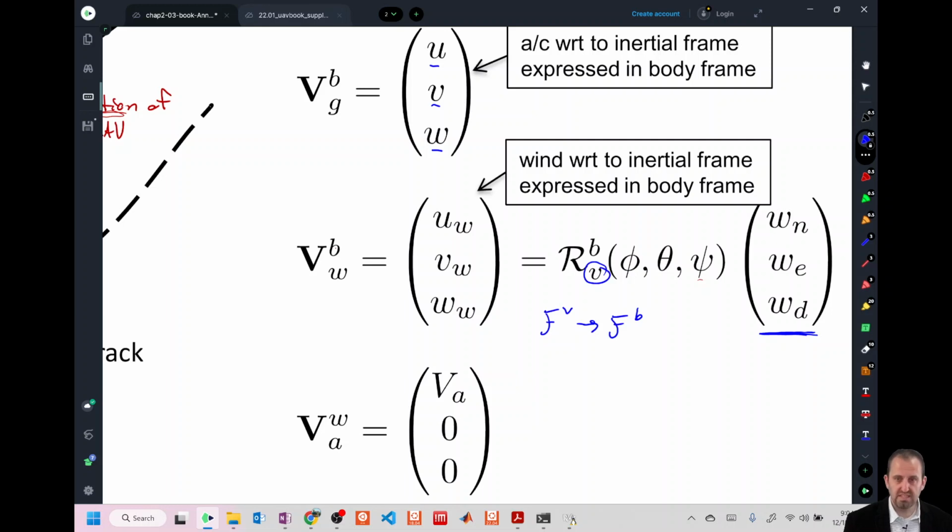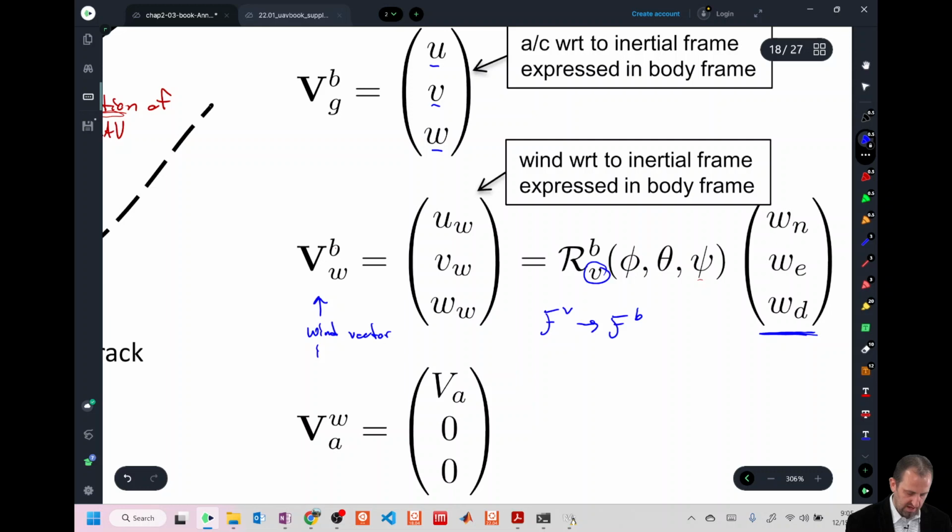So we have our north, east, and down components, and we use this rotation matrix from the vehicle frame to the body frame, and that depends on our roll, pitch, and yaw angles, so phi, theta, and psi. And that'll give us our wind vector, V sub w, in the body frame. So this is our wind vector in the body frame.